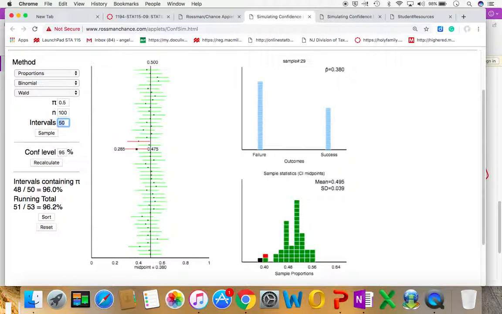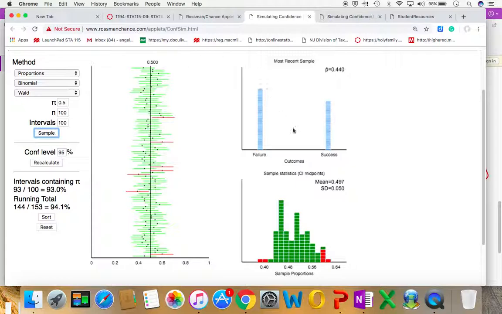Let's do 100 more and see what we get. Click on sample. All right, again, here are my values, and I see roughly 93 out of the last 100 I did contain the true population parameter. These ones in the red are on the outside, and then my running total is 94%, pretty darn close to 95%.